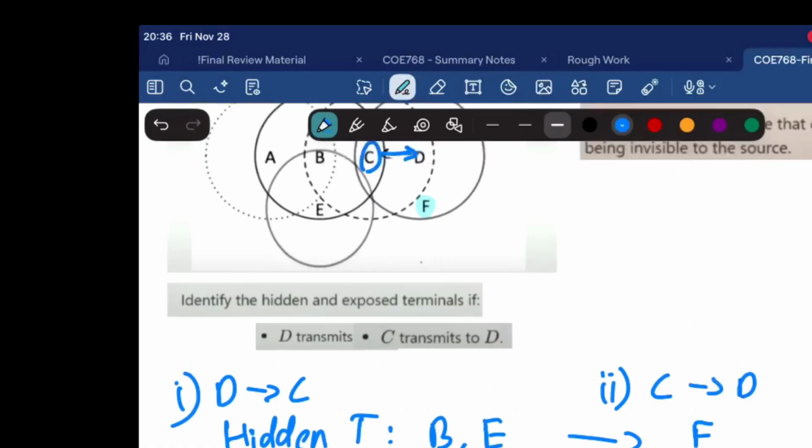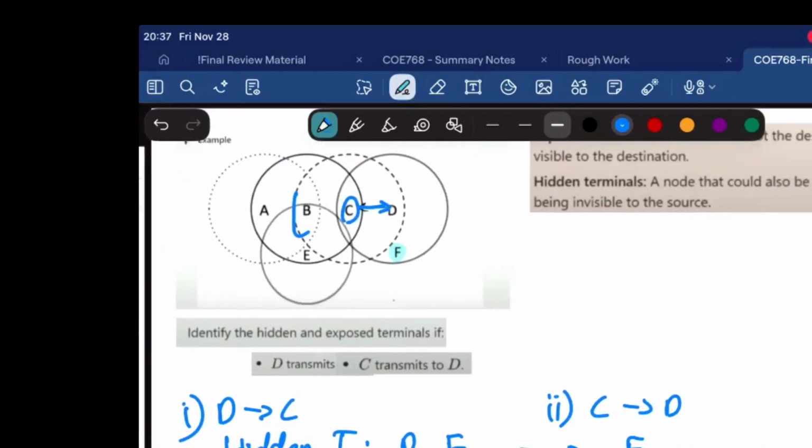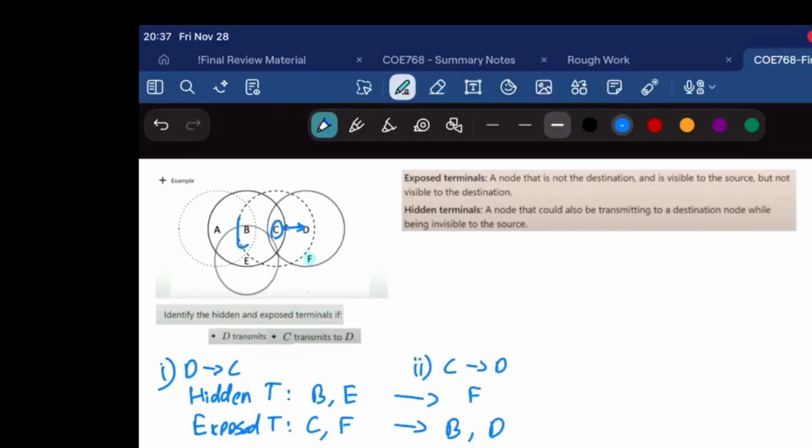And as for exposed terminals, of course, we have B, since it's within range. So we have B, and we can also have D, that's who we're transmitting to. So for this question, it was pretty short. This could be multiple choice. It could be short answer, like explain why terminal C can transmit to D, but what interruptions could occur, some things like that. The professor could switch it up however they wish.